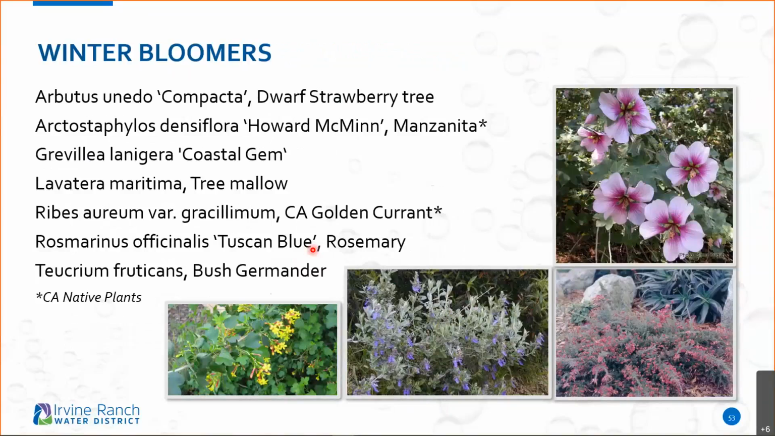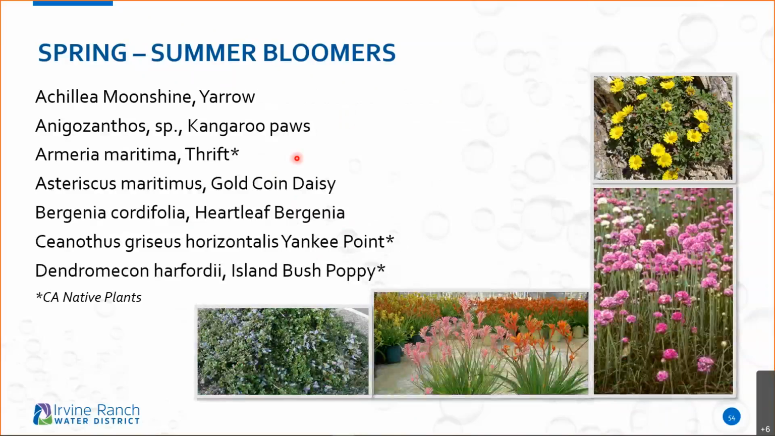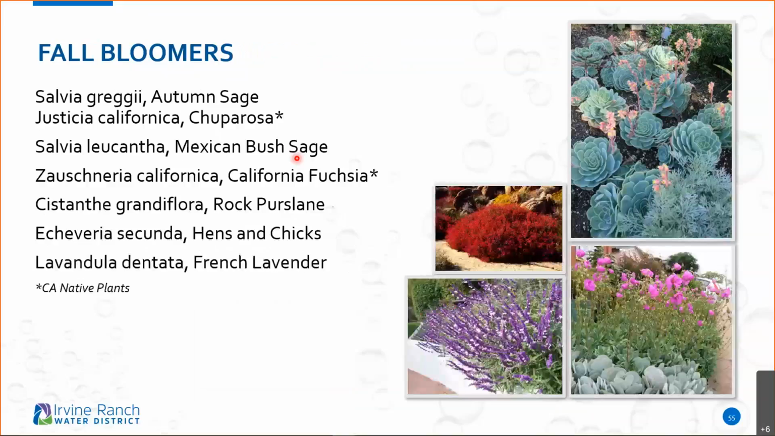People always ask about blooming. When do these plants bloom, or how can I look at blooming plants? So here's a list of some nice winter bloomers, easy to find. Everything from the compact strawberry tree to the California golden currant, the rosemary, bush germanders. I mean, just you name it. There's some great winter bloomers, some spring into summer bloomers. I love the kangaroo paw, gorgeous. Some ceanothus, island bush poppies. Here's some fall bloomers.